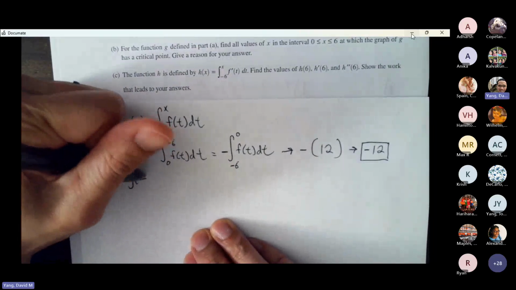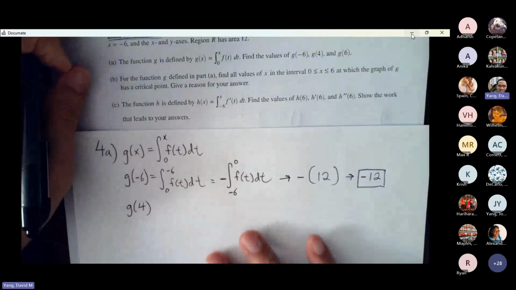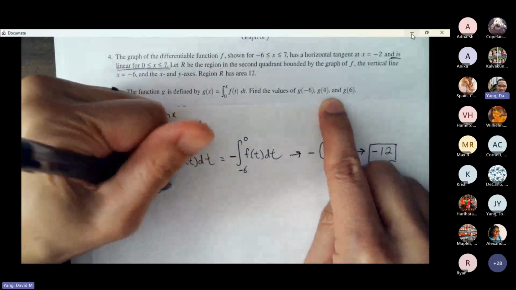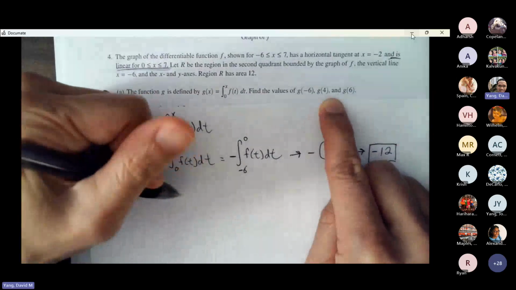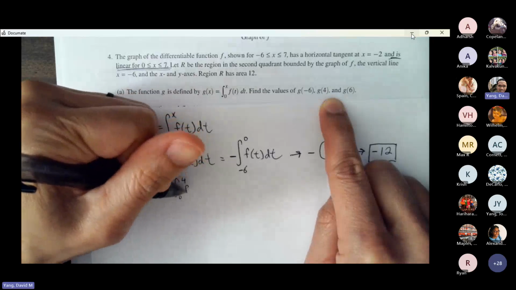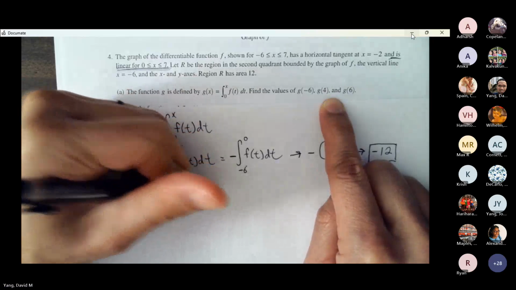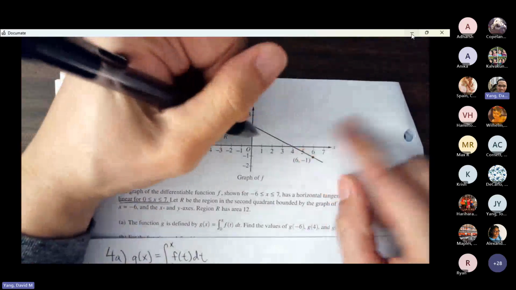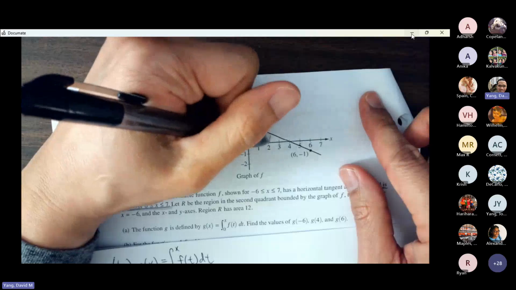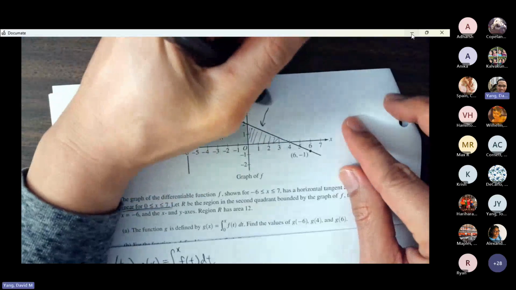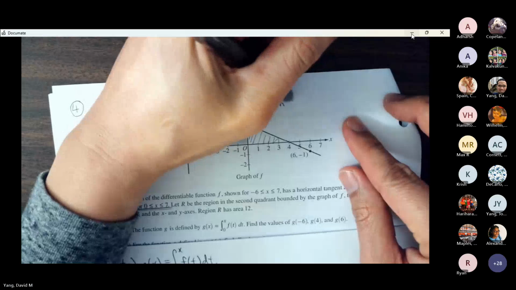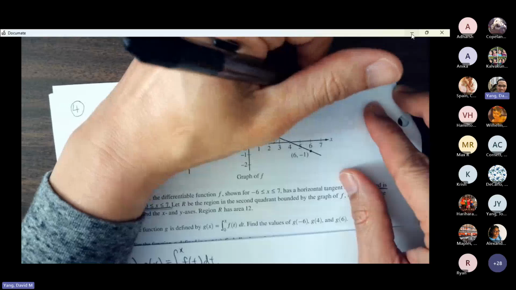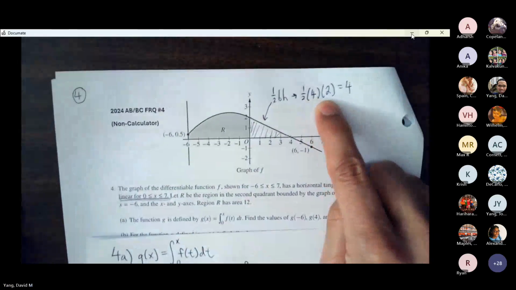Next up, there's 3 parts to part A. We also have to find g of 4. So g of 4, going back to the definition, is from 0 to 4. Now this is to the right of the y-axis. So from 0 to 4, we know this is just going to be a diagonal line. We have a triangle here. We just have to find the area of the triangle above the x-axis, so let's be positive. So 1/2 base times height. 1/2, 4 is the base, 2 is the height. So that's going to get us 2 times 2, which is 4.